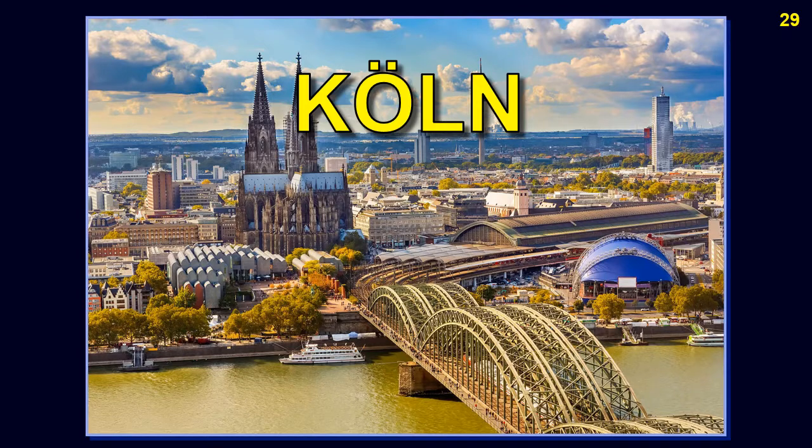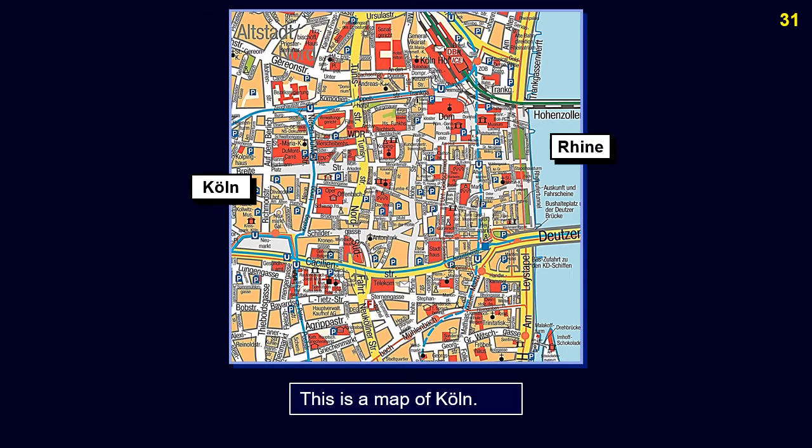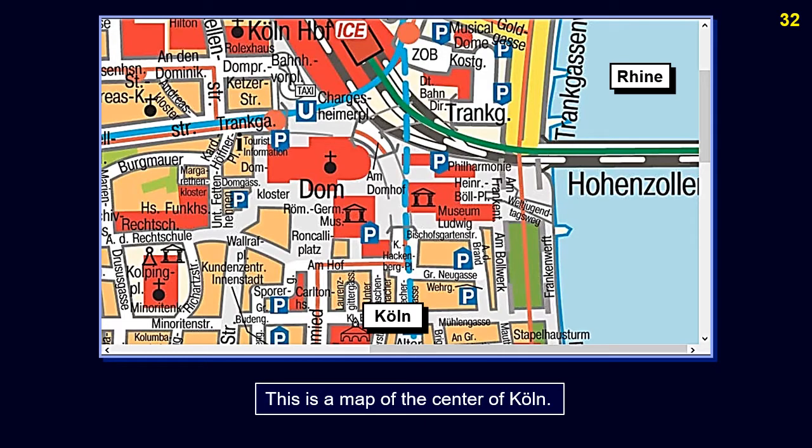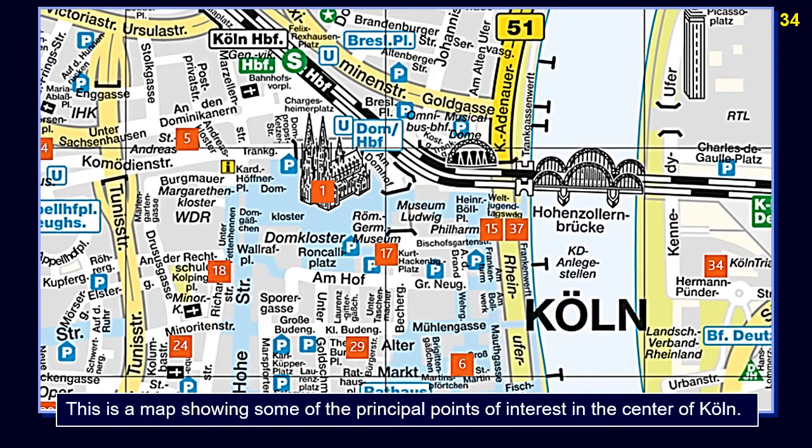Köln. Köln, or Cologne, is the fourth largest city in Germany, and the largest city on the Rhine. This is a map of Köln. This is a map of the center of Köln. This is a map showing some of the principal points of interest in Köln. This is a map showing some of the principal points of interest in the center of Köln.